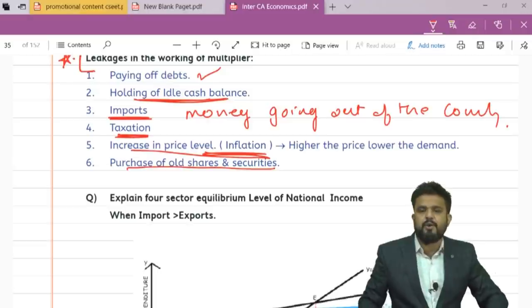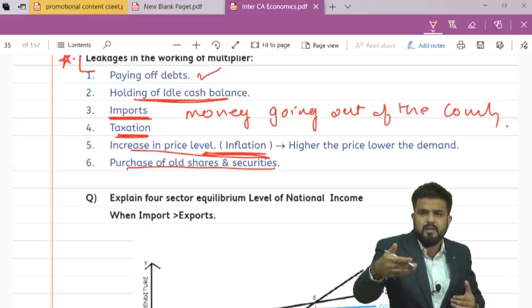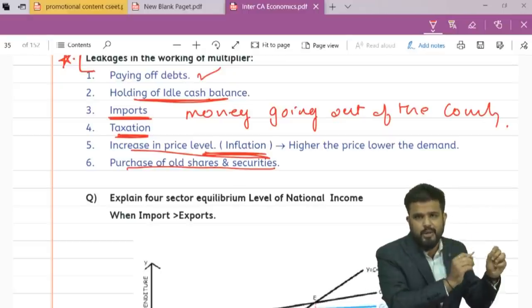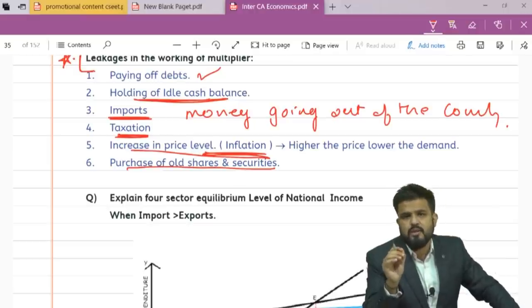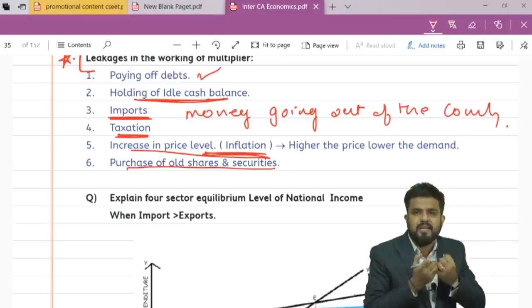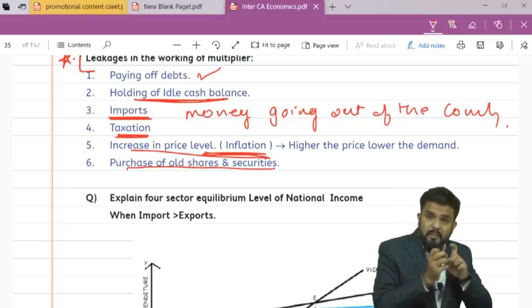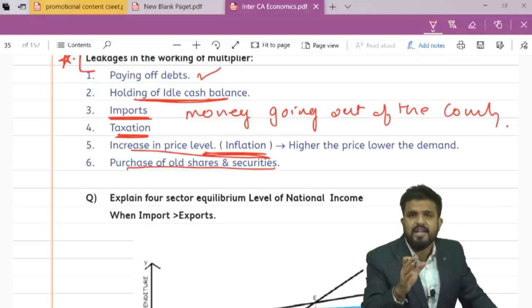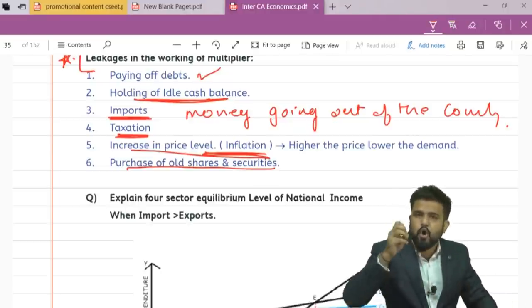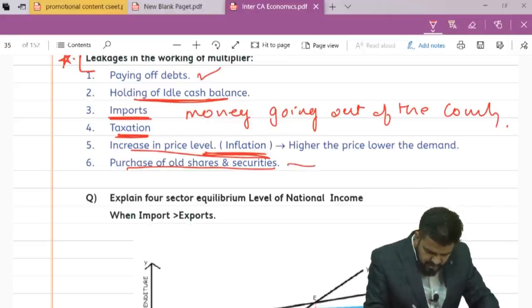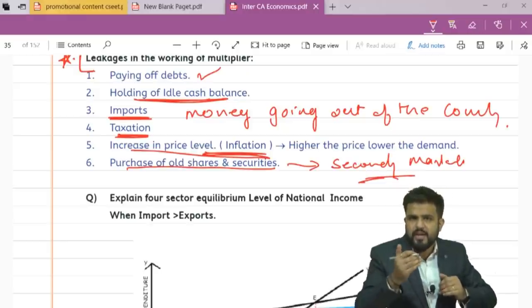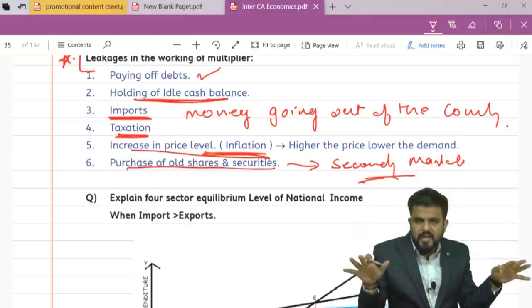Then old purchase of shares and securities. Now, very simple: already listed shares, already listed in the secondary market. If you buy those shares, your money is not going to reach the company or the organization. Money will go to the seller of those shares. At the time of the IPO, the company raised money, and that money was utilized for some development activity. IPO is the primary market, whereas old shares and securities are the secondary market, already listed, like ITC, Infosys, TCS, Reliance, Bajaj Auto, Escorts, all these companies. So purchase of old shares and securities in the secondary market is a leakage. You are buying shares, selling shares, buying shares, selling shares; in the economy, there is no direct impact.